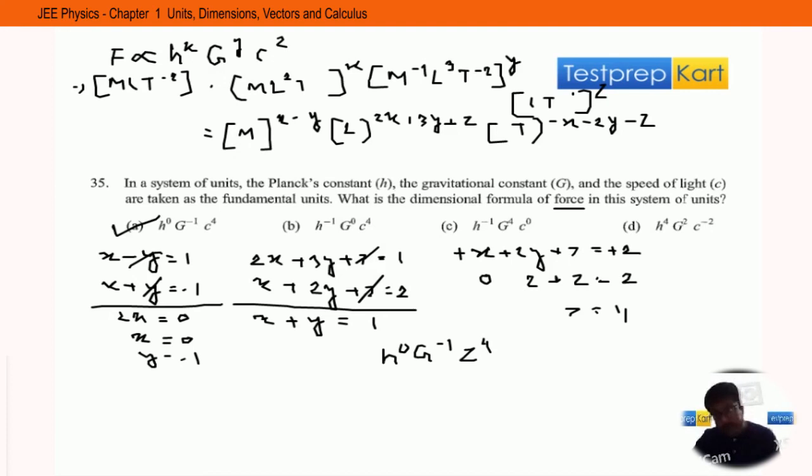So this is a very important thing. I hope you people are getting how I am solving this kind of question. If these questions come in your examination, then definitely you will be able to answer all of them correctly.